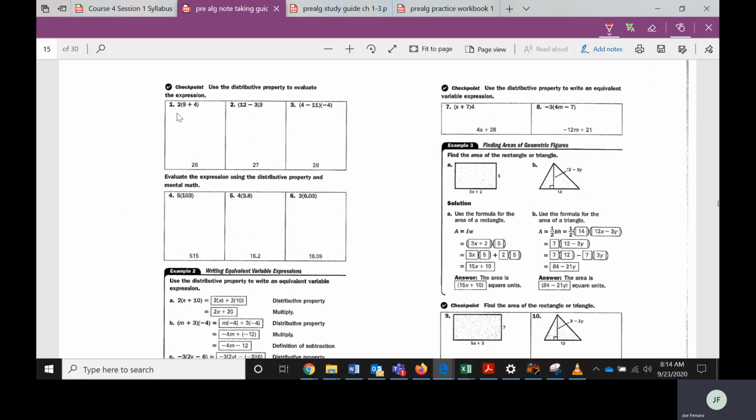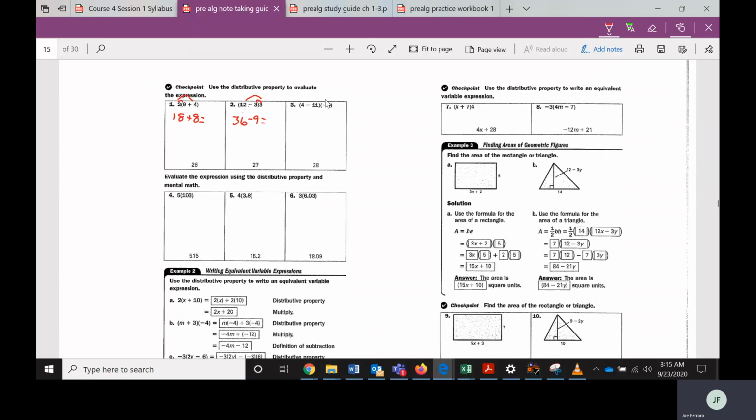Again, I wouldn't expect you really to do this in real life because you would just go 9 plus 4 is 13, times 2 is 26. But they're just saying if you did that, 2 times 9 is 18 plus 2 times 4 is 8, and that equals that 26. Same thing here. You could go 12 minus 3 is 9, times 3 is 27, but they're just showing that you can go 3 times 12 is 36, minus 3 times 3 is 9, and you also get the 27.